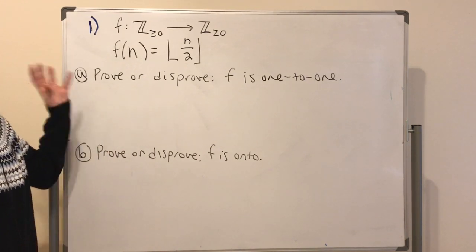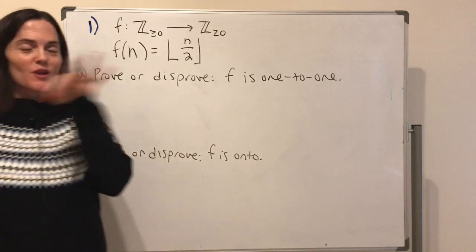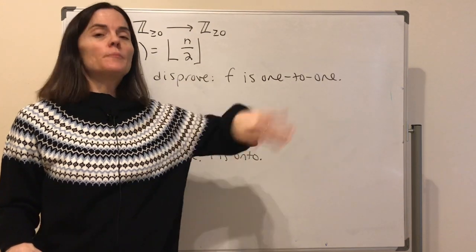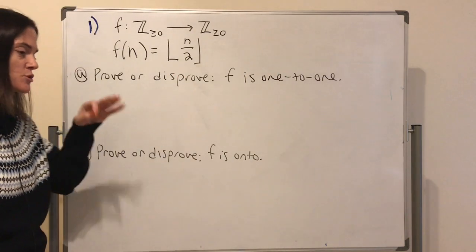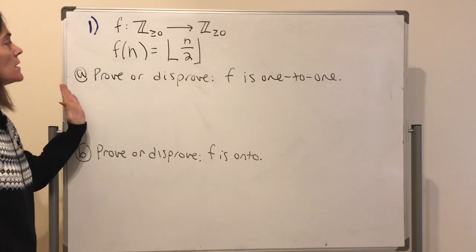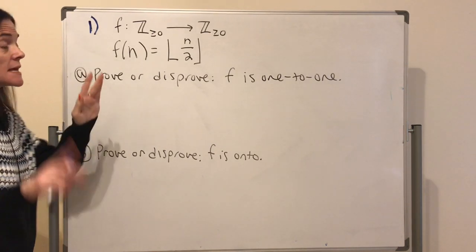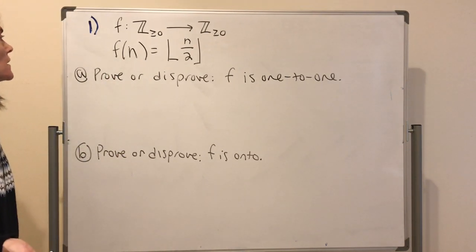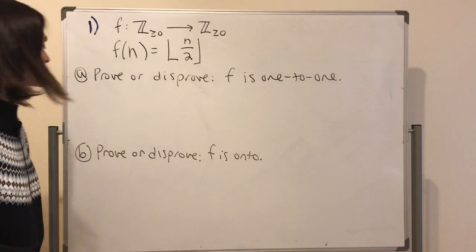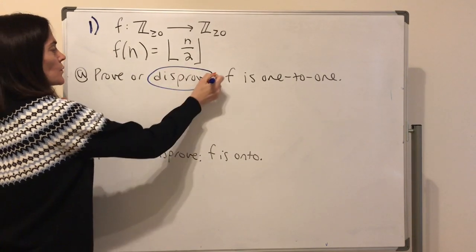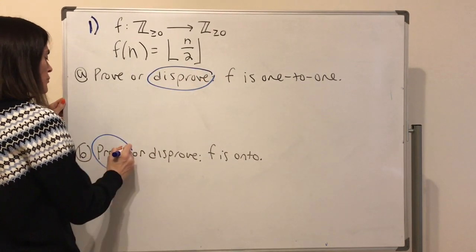Okay, well here Z sub greater than or equal to 0 is the non-negative integers. So 0 plus the natural numbers: 0, 1, 2, 3, 4, 5, 6, etc. And then we define f, where f of n is the floor of n over 2. Okay, we want to prove or disprove f is 1 to 1, prove or disprove f is onto, and it will go like this. This will be a disprove, and this will be a prove.